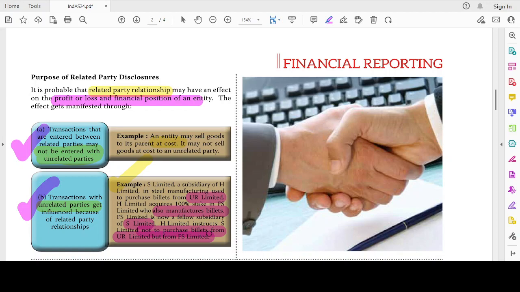Now, S Limited and FS Limited are fellow subsidiaries, right? Both are under common control of H Limited. That's why it's known as fellow subsidiaries. Now, H Limited orders me that I have to stop purchasing from UR Limited and start purchasing from FS Limited. These are the transactions which I have entered into, and UR Limited is getting influenced by the related party relationship which I have with H Limited and FS Limited. I hope till this we are clear.